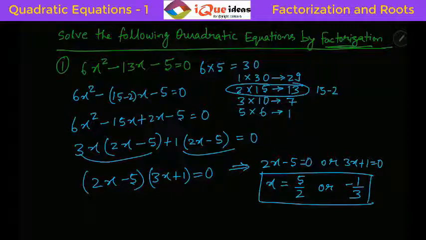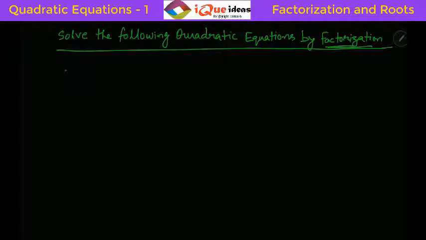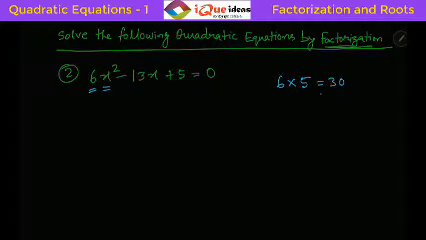Now let's go to the next one. The second question is 6x squared minus 13x plus 5 equal to 0. Now here you see the coefficient of x squared is 6. Right? And the constant term is still 5. So 6 into 5 is 30. If you break 30 into two parts, it will be 1 into 30, 2 into 15, 3 into 10 and 5 into 6. Here the constant term sign is plus. So you need to add in all these possibilities.